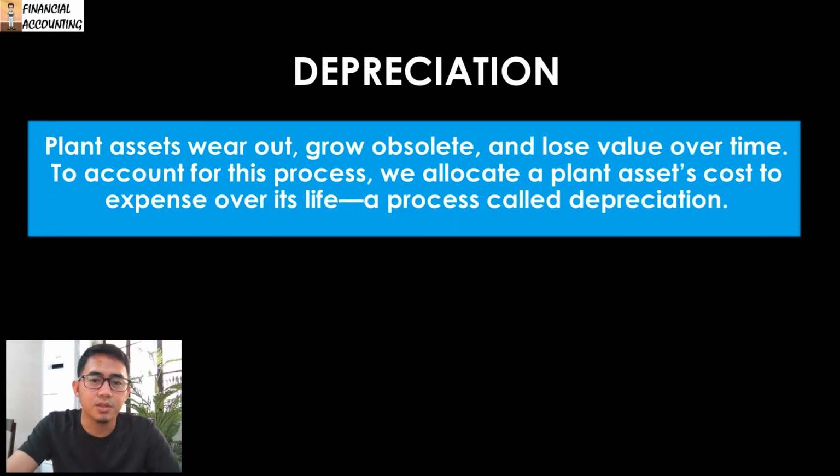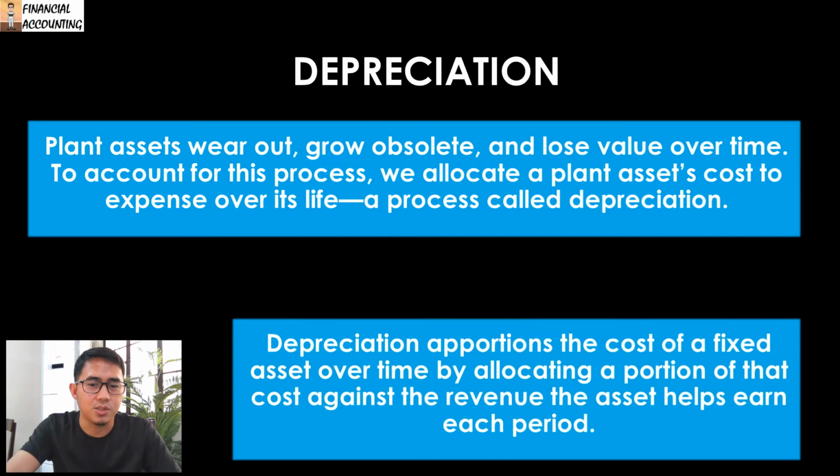Okay, depreciation. Again, what is depreciation? This is the wear and tear of a specific equipment or asset or plant asset. So these plant assets wear out, grow obsolete, and lose value over time. To account for this process, we allocate a plant asset's cost to expense over its life, a process called depreciation. Okay, so depreciation is only applicable to plant assets that are depreciable. Again, the land is not subject to depreciation.